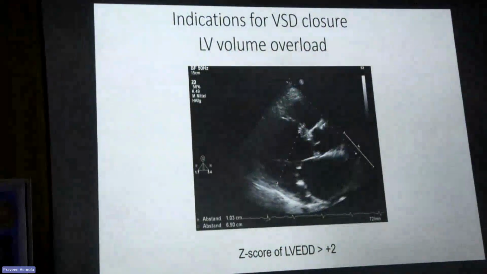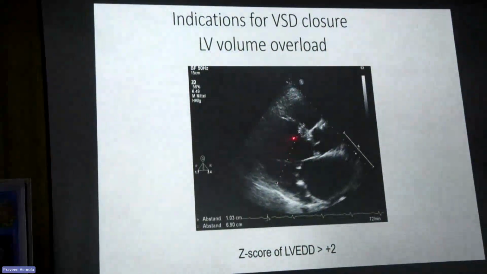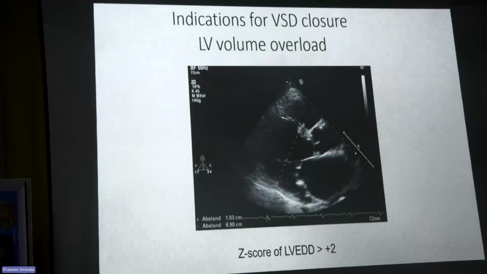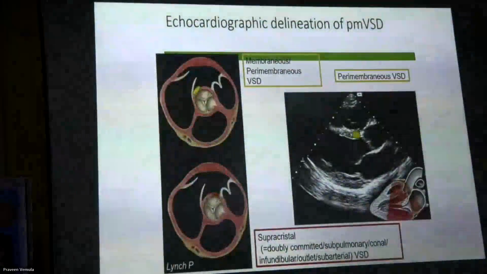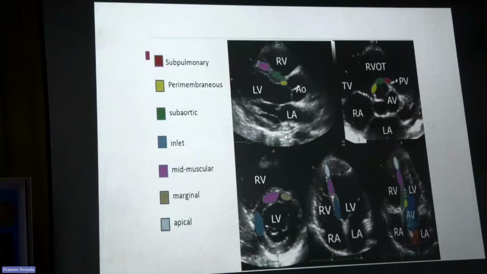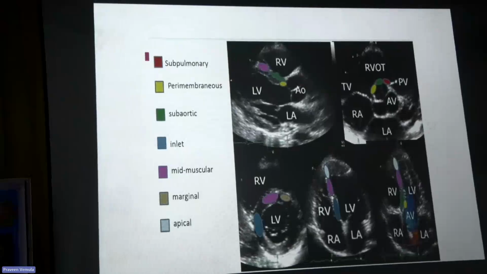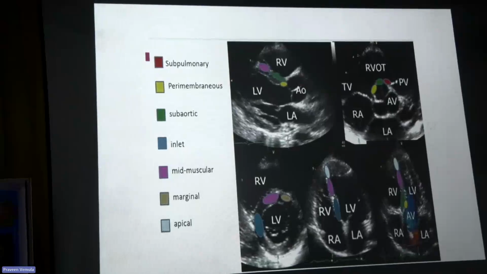This is a VSD. This was also shown by Sir. So you would typically see if the LV is dilated. That is your indication. LV dilated means your shunt is significant. What you should know is this picture that you should draw in your exams, because this shows all of it in one slide. It shows you that there's an inlet extension. This is a mid-muscular VSD. This is an apical VSD.